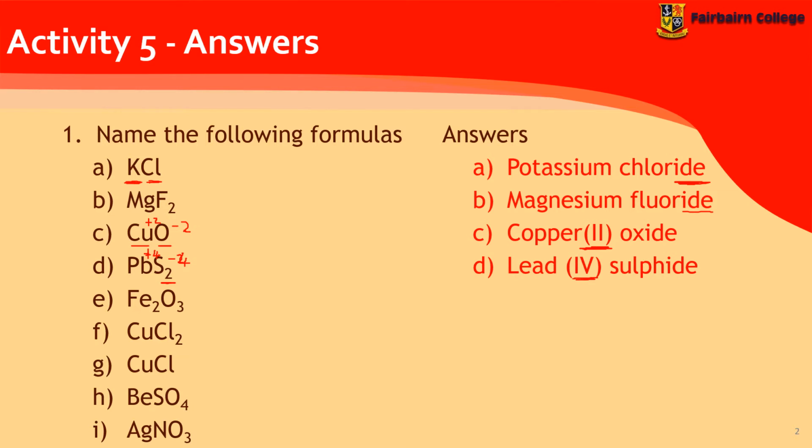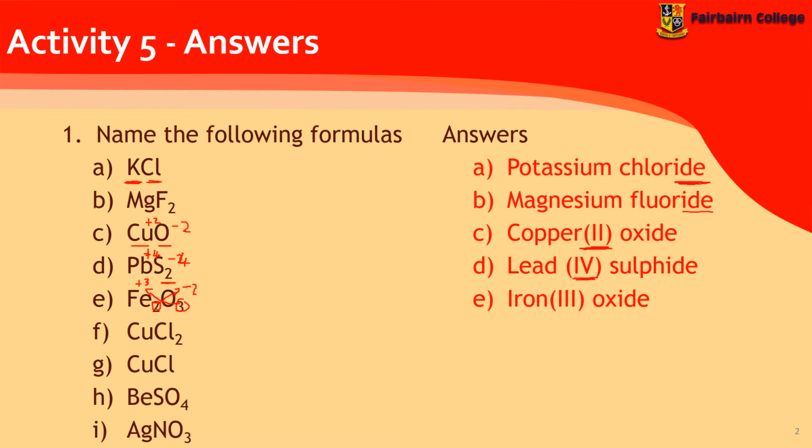Then we have iron oxide, and in this case it's a bit simpler. So here, we just take this 3 over to the iron and this 2 over to the oxygen, and oxygen has a valency of -2, which means iron would have a valency of +3. So it is iron(III) oxide.